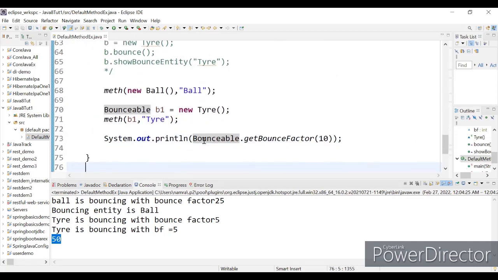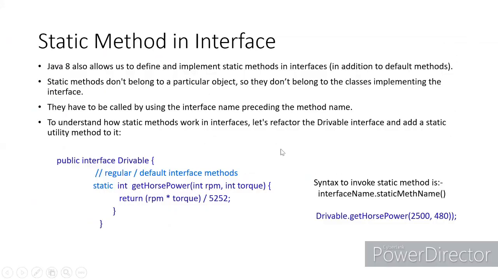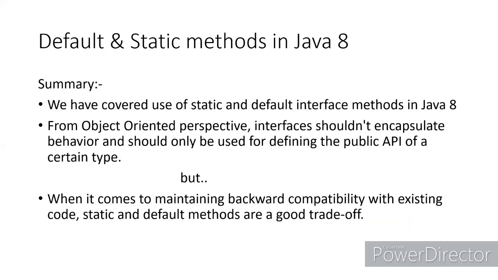Okay. So let's go back and discuss the remaining points. Okay. So this is how we have discussed the static method. And let's summarize in the end. So we have seen how to use the default method, how to use the static method inside the interface, and why Java 8 introduced default and static methods in interface. We have discussed everything. We also saw the coding, how to do the coding for it. So in summary, we have covered the use of static and default interface methods in Java 8.